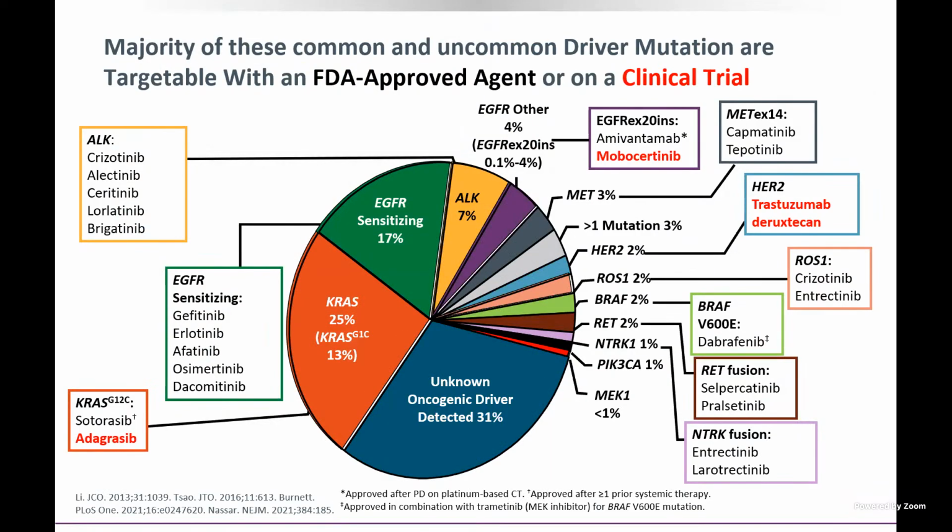And the majority of these common and uncommon driver mutations are targetable with FDA approved agents, or they can be in clinical trials. Like recently, we have seen for EGFR exon 20 insertion, the drug amivantamab has been approved, and mobocertinib has been approved. And for HER2, trastuzumab deruxtecan has been approved. And for KRAS, sotorasib and adagrasib have been approved.